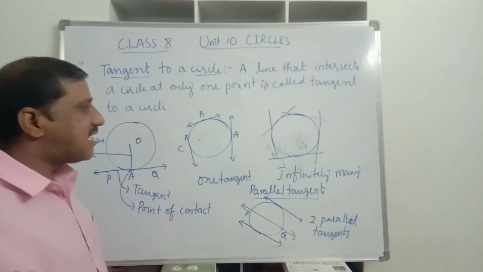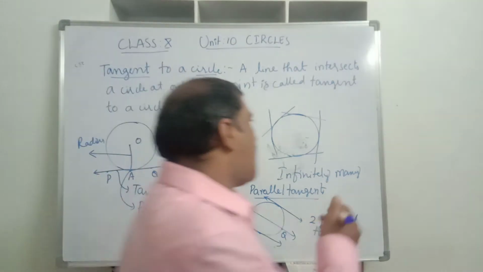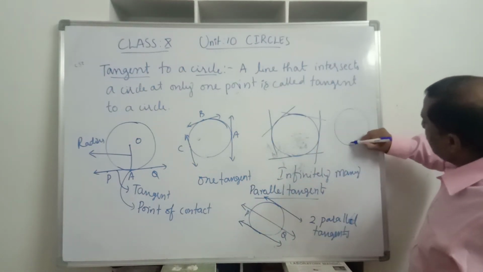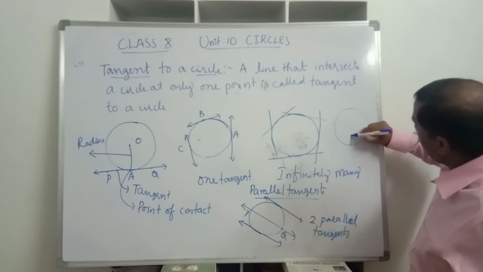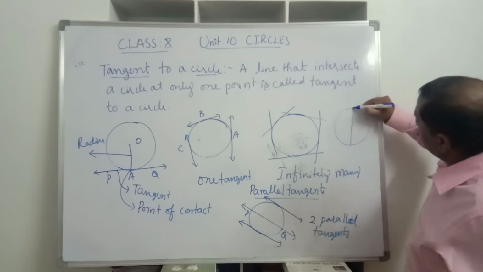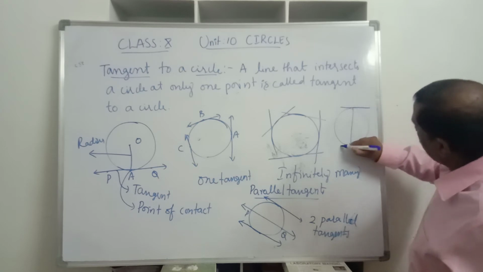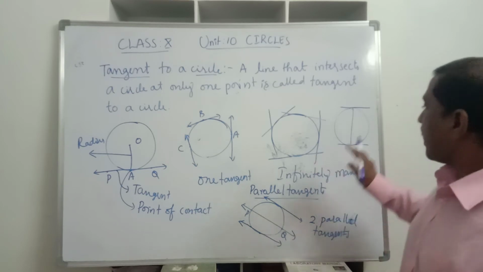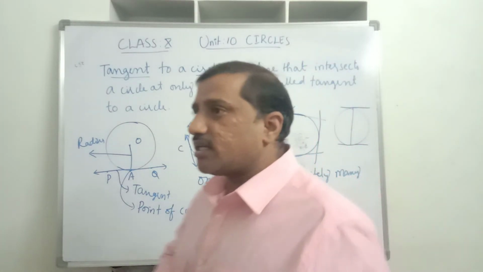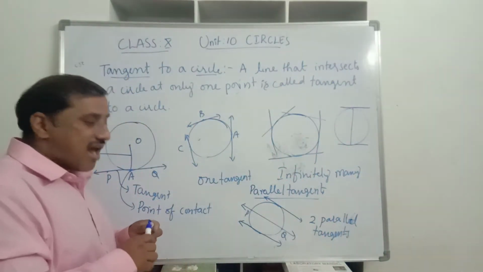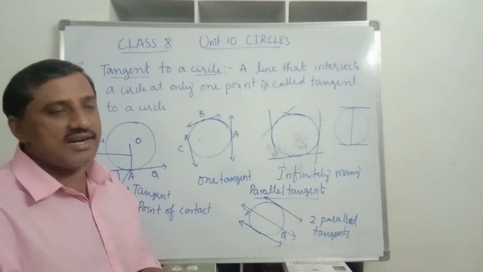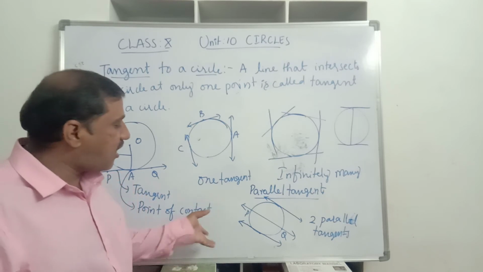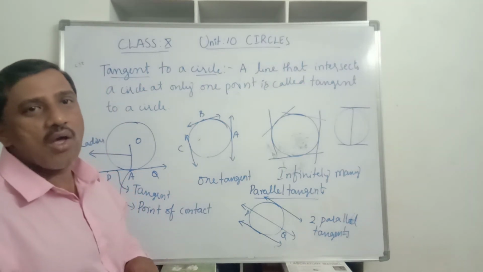How many parallel tangents can we draw through the end points of a diameter of a circle? Let this be a circle and this is the center. This is the diameter. Through these two end points, we can draw only two tangents. So overall, to a given line, we can draw two parallel tangents to the circle, which are parallel to a secant.